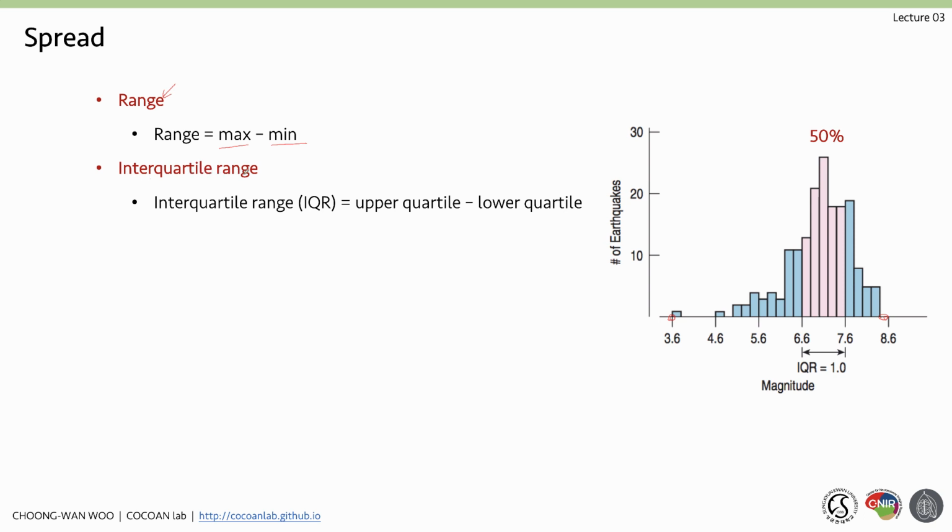And interquartile range, IQR, is upper quartile minus lower quartile. That means the 75th value minus the 25th value. Here the pink area is 50%, and this is 25%, and this is 25%. IQR is just this value minus this value, okay? So it shows how spread the middle 50% are.